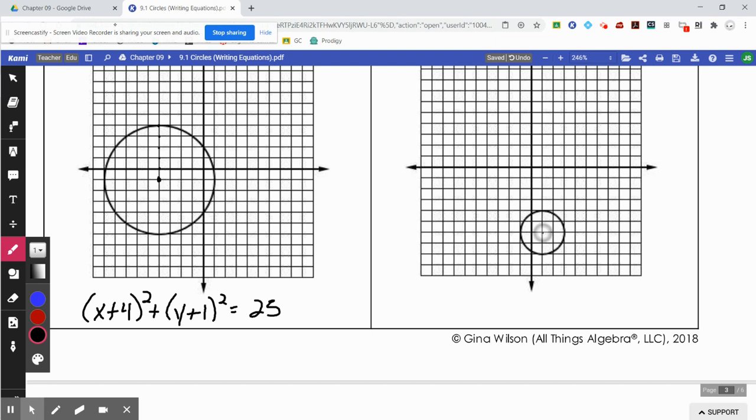Your center here is located there, and that's going to be at 1, 1, 2, 3, 4, 5, 6. So right 1 would be x minus 1. Down 6 would be y plus 6 equals, now we need a radius. The radius is the distance from here to here, which is 2. So the radius squared would be 4.